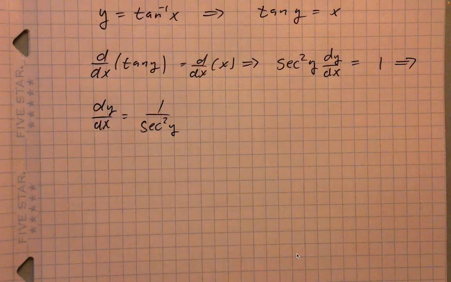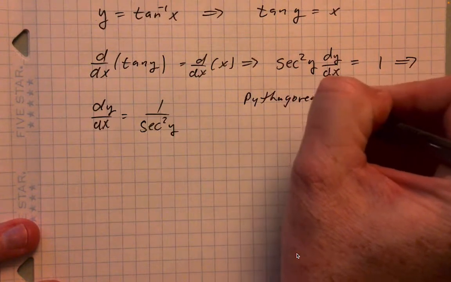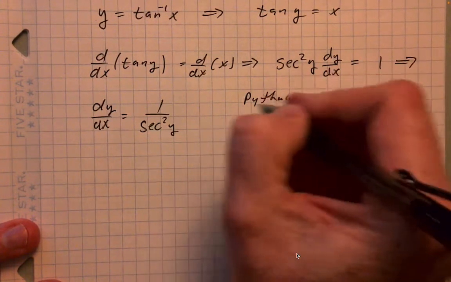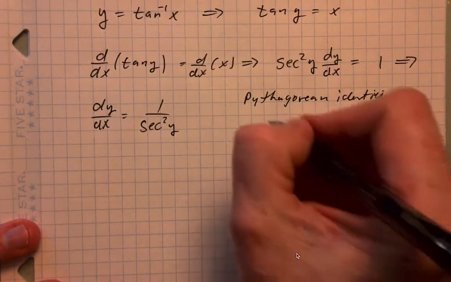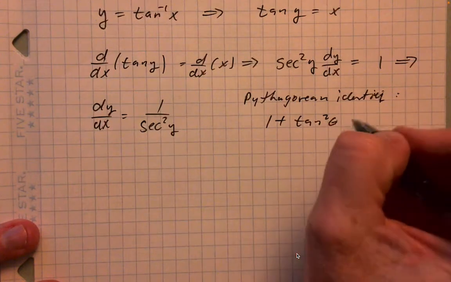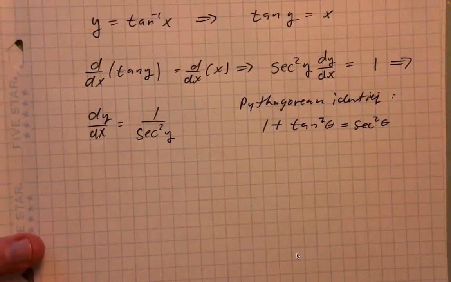All right, and then here's one where I will be testing your memory. Do you recall the Pythagorean identity for tangent? Well, it looks like this. It's basically 1 plus tan squared theta equals secant squared theta. Okay, so it looks like that.